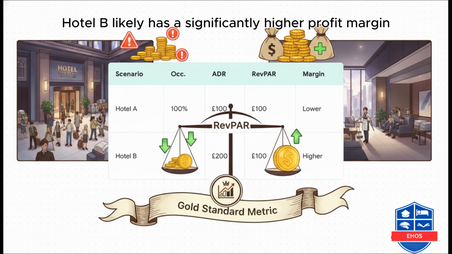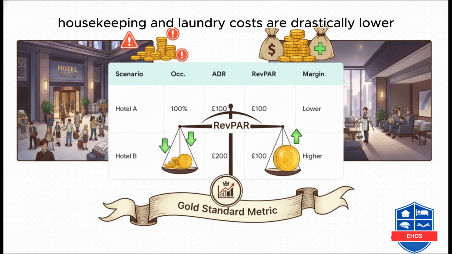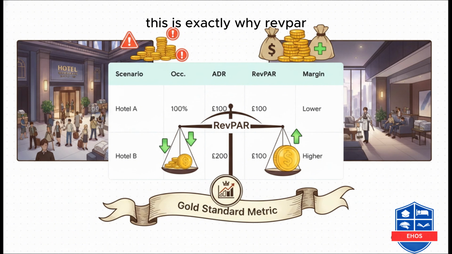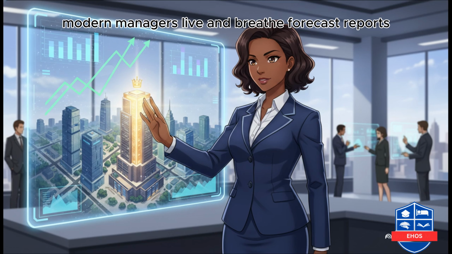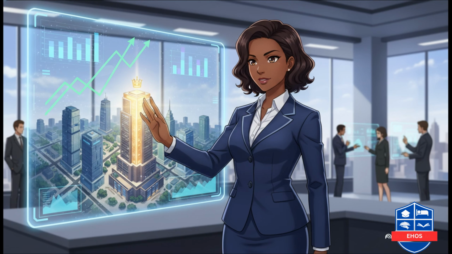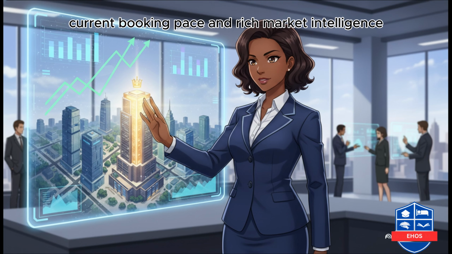Hotel B likely has a significantly higher profit margin because, at only 50% occupancy, their labor, housekeeping, and laundry costs are drastically lower. This is exactly why RevPAR, balancing price and volume, is the undisputed gold standard metric. To keep these metrics moving in the right direction, modern managers live and breathe forecast reports. And a forecast is far from a simple guess. It's highly data-driven, looking closely at historical trends, current booking pace, and rich market intelligence.